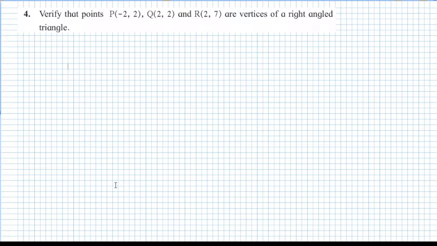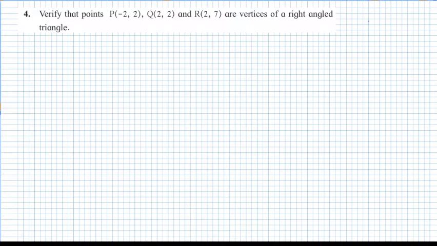Okay, so verify means we have to check whether these three vertices can form a right angle triangle or not. That is what we have to check. So, how should we proceed with this question? Let us try to get the approach, how would we do this.